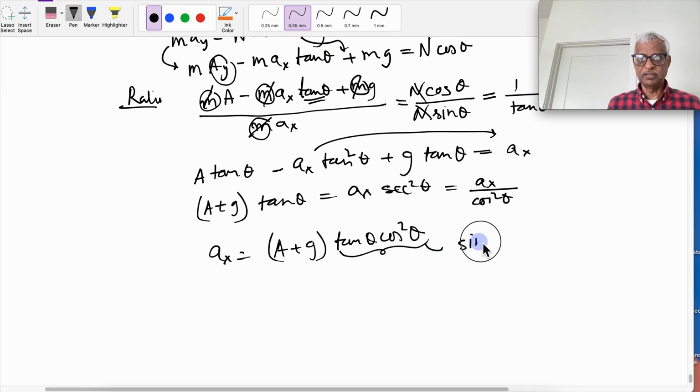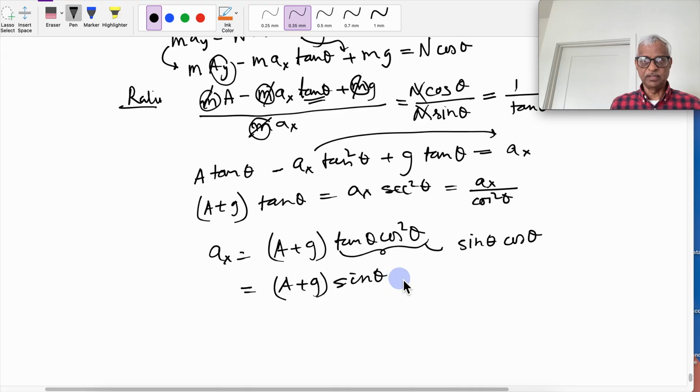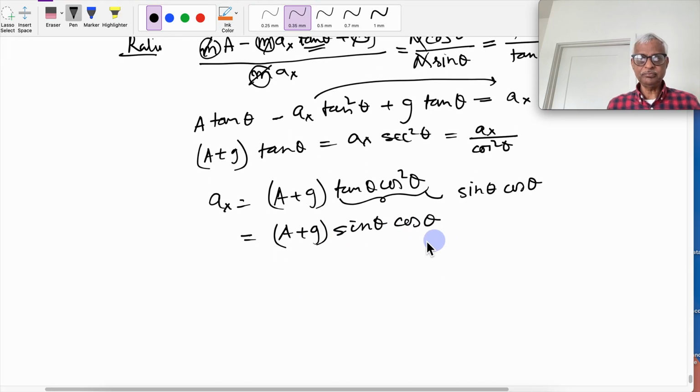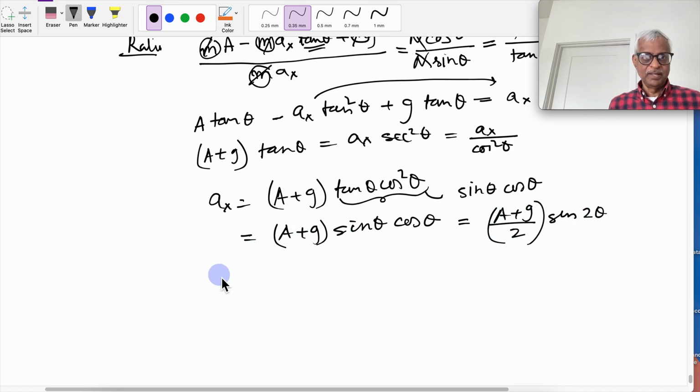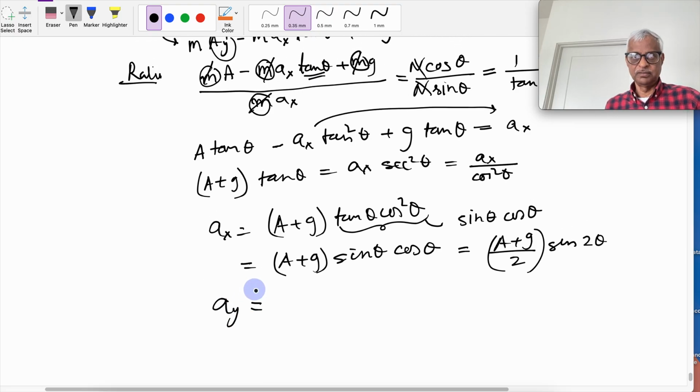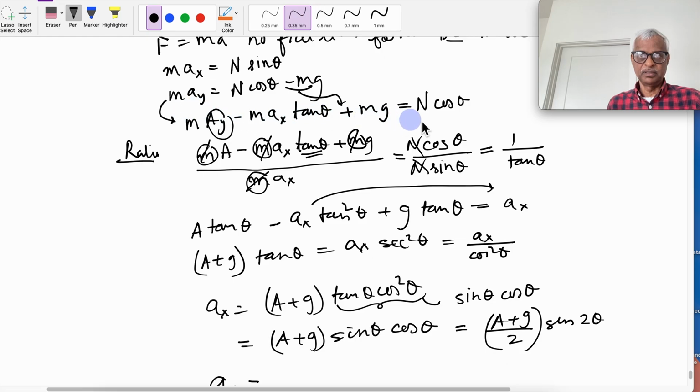and this just will become, this was sine theta cosine theta. So this is A plus G sine theta cosine theta, and that is A plus G over 2 sine 2 theta. So you can write it in a simple form like that. And AY will simply be, we just have it from here.